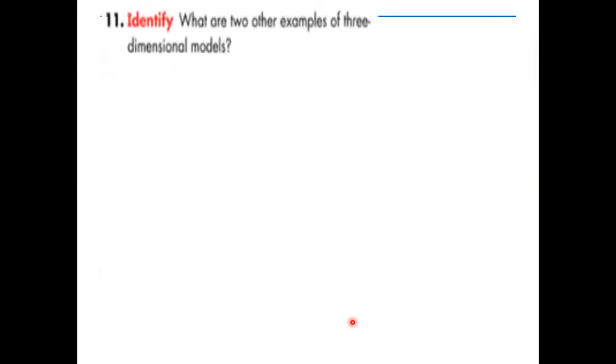Who can read for us question number 11? What are two other examples of a three-dimensional model? A diorama of a forest, a model of an airplane with moving parts.